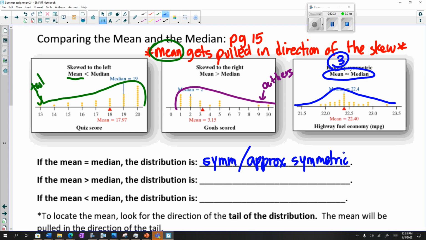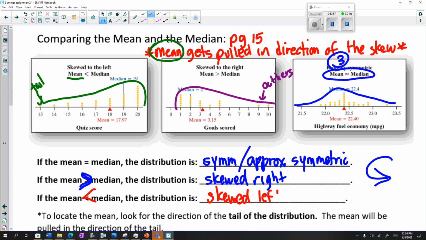If the mean is greater than the median, this is a greater than sign. Remember, the greater than sign is pointing to the right-hand side of the number line, or you can make a G out of it for greater than. Then it is skewed right because the mean gets pulled to the right toward the higher numbers. And if it's a less than sign, the mean is less than the median, then the distribution is skewed left because the mean gets pulled down toward the negative numbers.